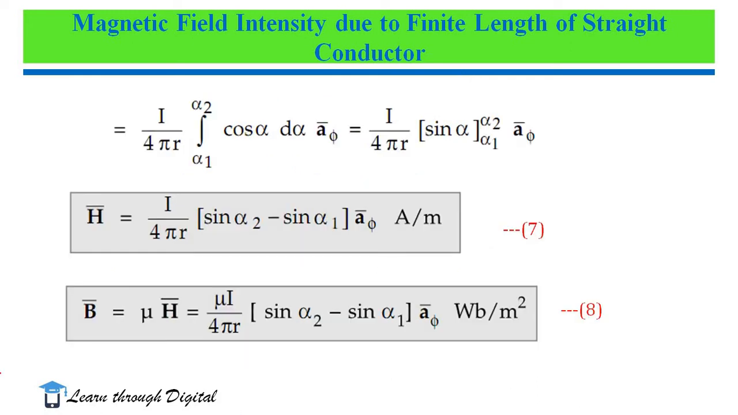After integrating this, we get H vector is equal to I by 4 pi R times sin alpha 2 minus sin alpha 1 a phi vector. Similarly, magnetic flux density is mu I by 4 pi R times sin alpha 2 minus sin alpha 1 a phi vector Weber per meter square. So once you understand the infinitely long straight conductor, from this we can easily obtain the expression for magnetic field intensity due to a finite length of straight conductor.